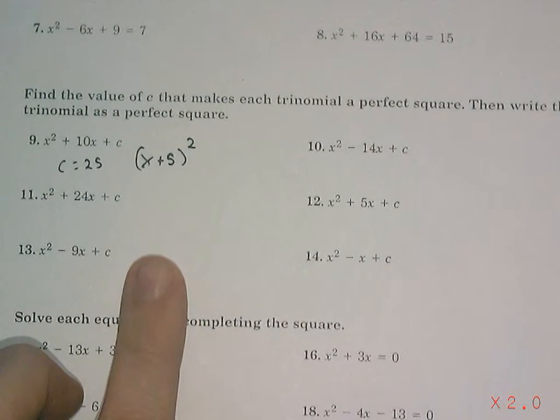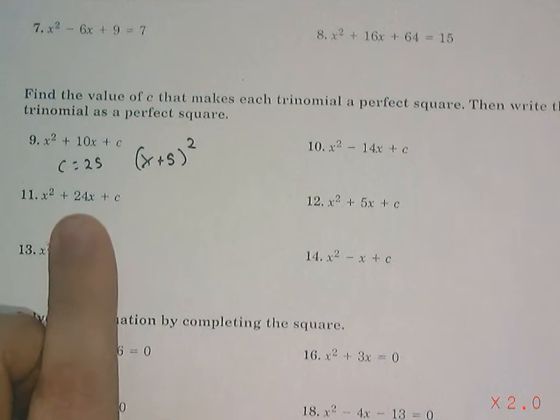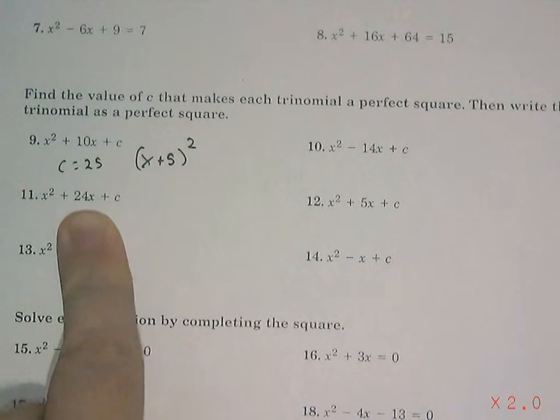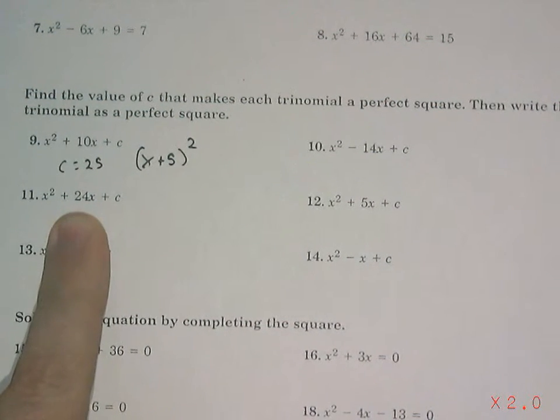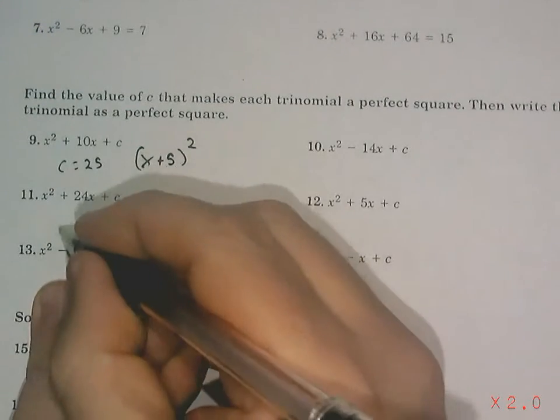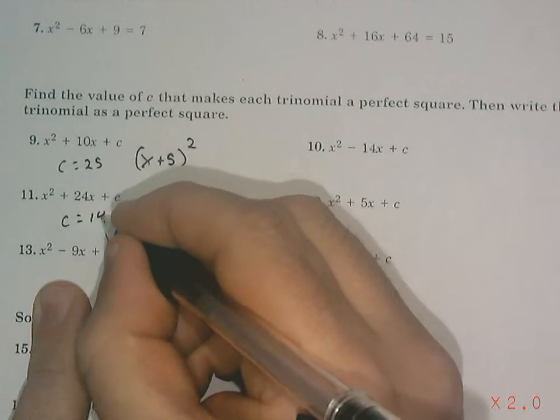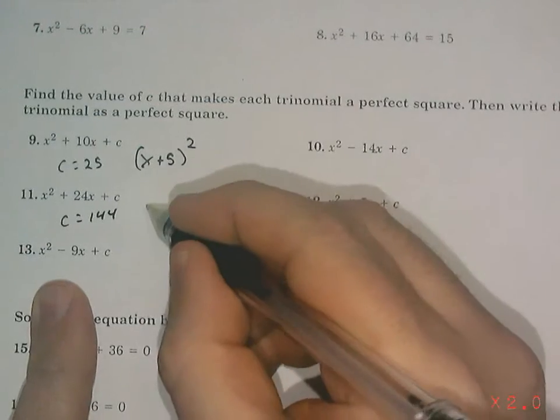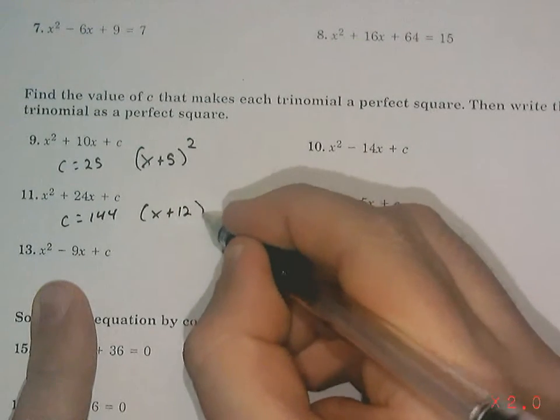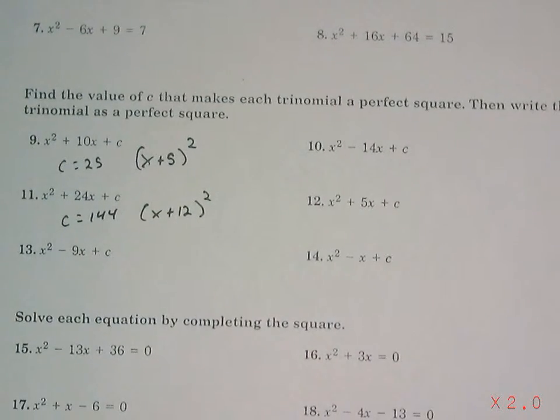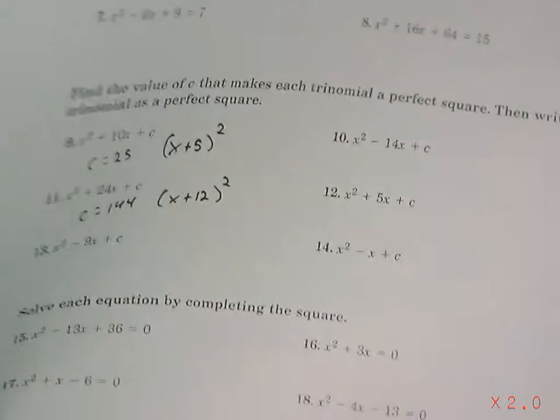Okay. Try one more. Number 11. 24 divided by 2 is 12. 12 squared is 144. So C is going to equal 144. Since it's plus, it would be x plus 12 squared. Easy cheesy, right? Ooh, this one might be a little trickier for you guys.